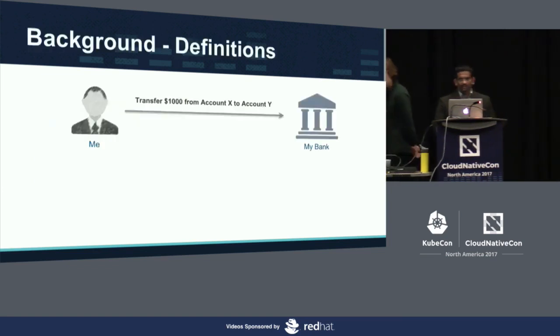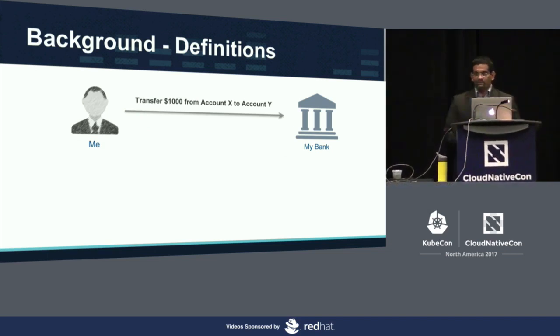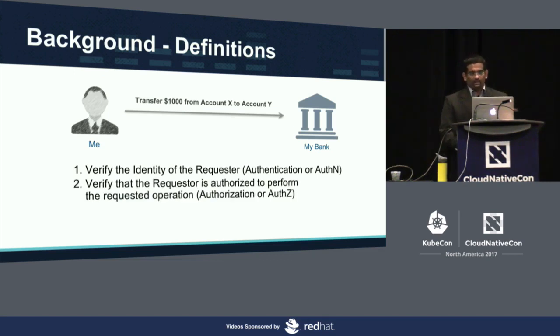All right, let's get started. Before we start talking about the main topic here, I want to get some background definitions out of my way using an example. Let's say I'm trying to send a request to my bank and say, transfer $1,000 from account X to account Y. In this case, the bank is going to perform two steps. One, it is going to first verify the identity of the requester, that's me. That is what we call auth-n, authentication. And then verify that the requester, this identity, is authorized to perform the requested operation.